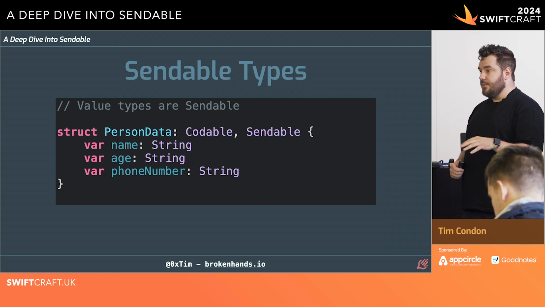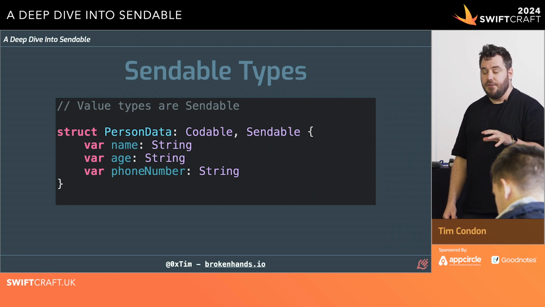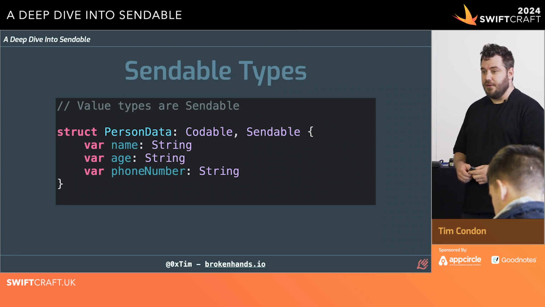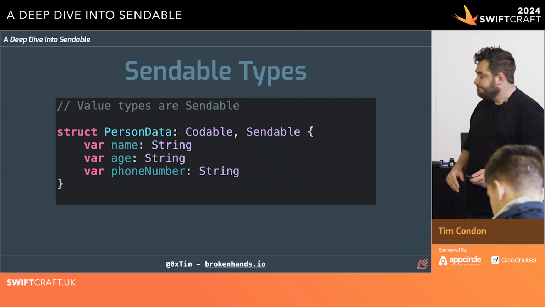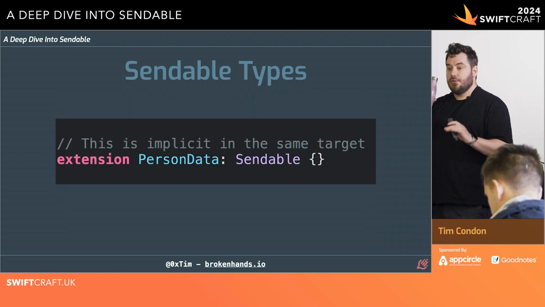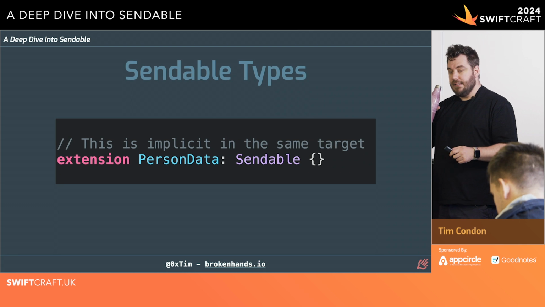So value types are Sendable, which means that if you have a type that you want to be Sendable, you can mark it as Sendable. Problem solved. If it's a struct, no problem, as long as it contains types that are also Sendable. In your code bases, structs, if they are Sendable, will be implicitly Sendable.